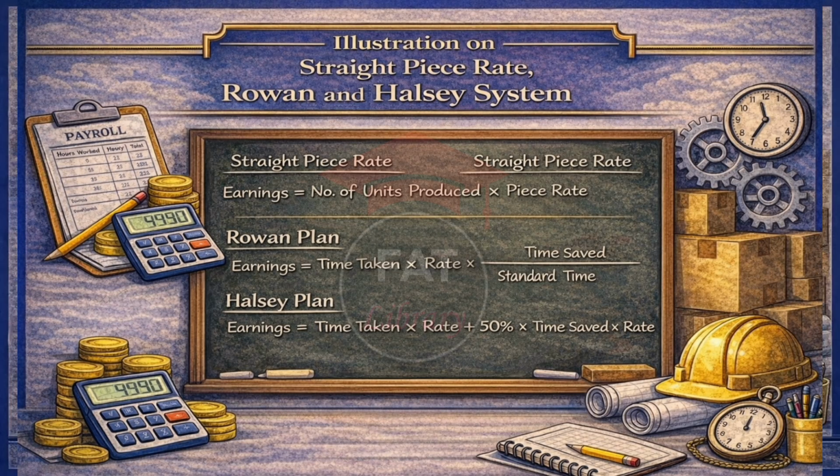Now we will discuss an illustration on labor costing for the calculation of earnings of the workers under piece rate, Halsey premium bonus and Rowan premium bonus method.